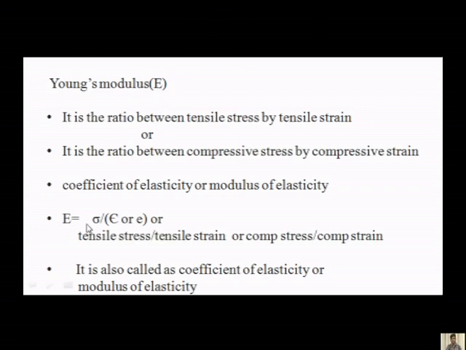So what is the value? Stress by strain. Stress is sigma, and epsilon or e is strain. So therefore, as I told you earlier, tensile stress by tensile strain or compressive stress by compressive strain. It is also called the coefficient of elasticity or modulus of elasticity.